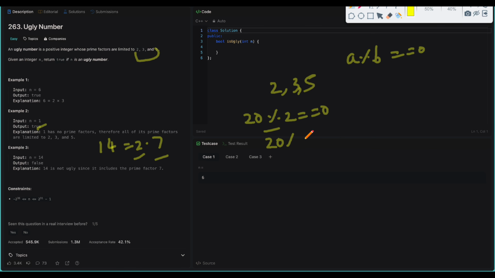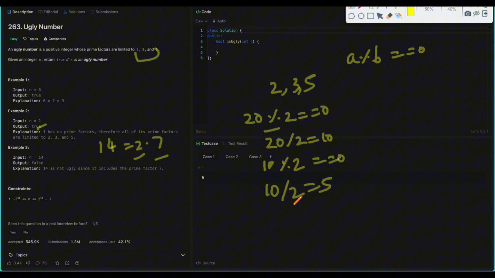So we divide this number 20 by 2 and we will get 10 now. Now we again try to divide this number by 2. So we check, is 10 divisible by 2? And the answer is yes, because we again get 10 modulo 2 as 0. So now we will divide this number by 2, so we will get 5.